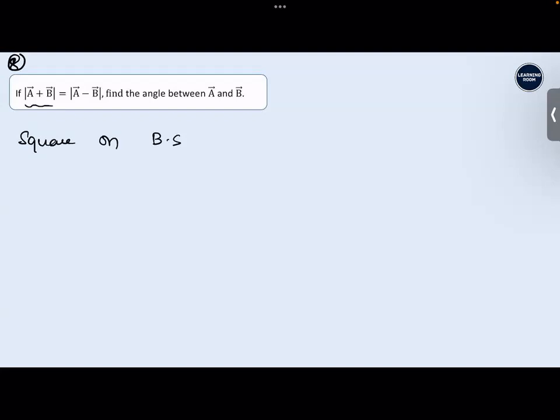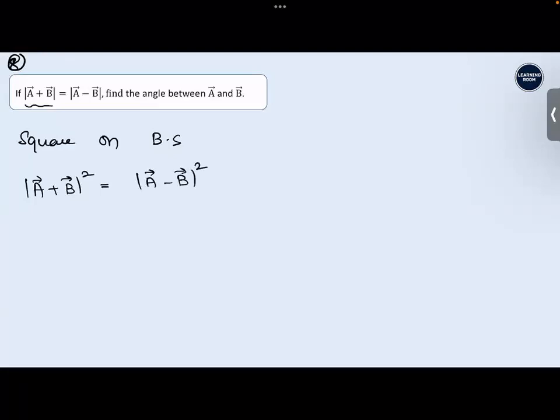In the previous problem, they gave you the vector sum: A vector is equal to B vector plus C vector. Whereas here, what did they do? They gave you the vector sum and magnitude of it. So whenever magnitudes are equated, square on both the sides. So magnitude of A vector plus B vector square is equal to magnitude of A vector minus B vector square.